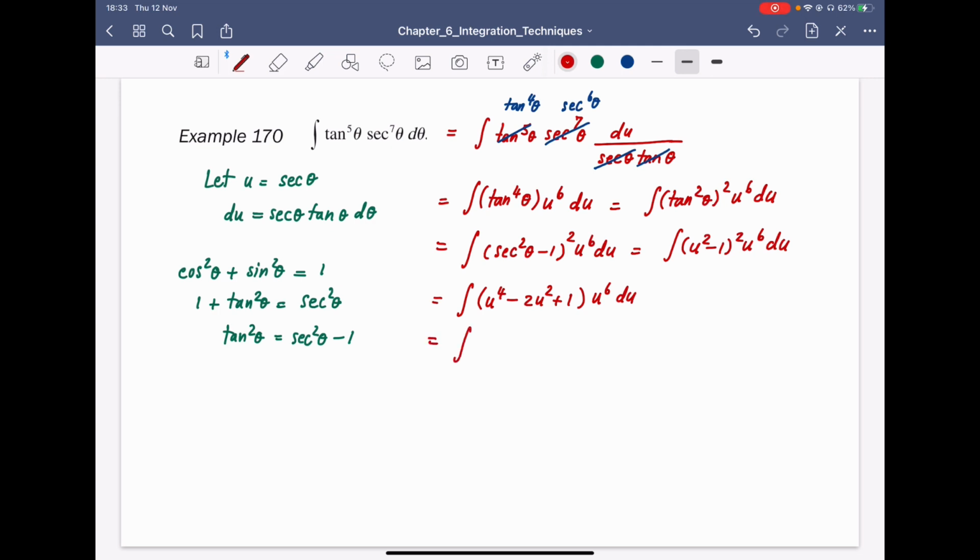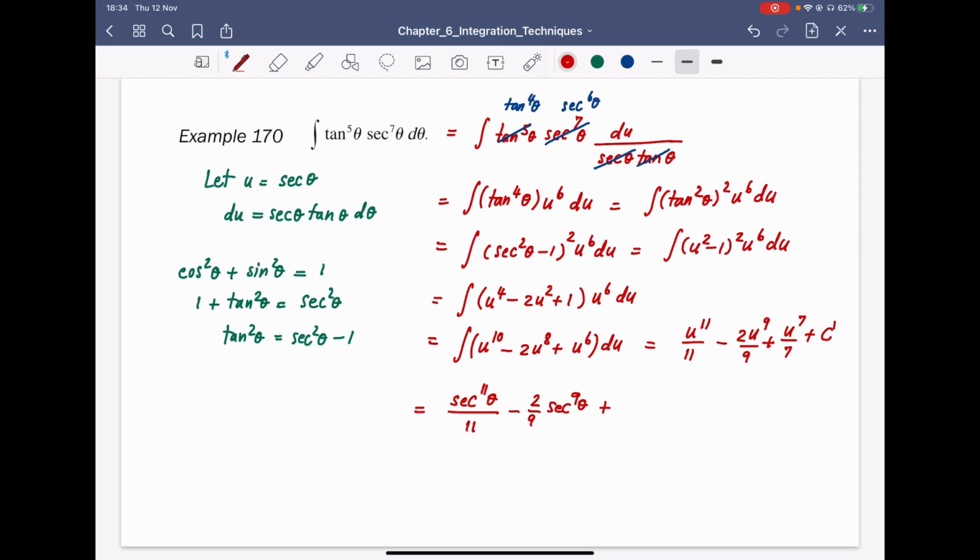So we're going to integrate u to the 10th power minus 2 times u to the 8th power plus u to the 6th power du. All right, so I integrate this, and I have u to the 11 over 11, minus 2 times u to the 9 over 9, plus u to the 7 over 7, plus c. Well, the last step is to convert back into a function of theta. So that means I have the answer to be secant to the 11 theta over 11, minus 2 over 9 secant to the 9 theta, plus secant to the 7 theta over 7, plus c. All right, that's for this example.